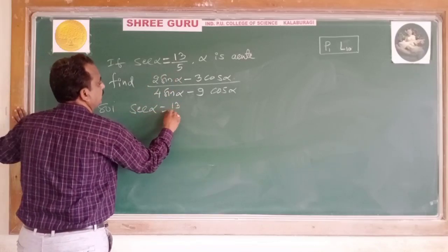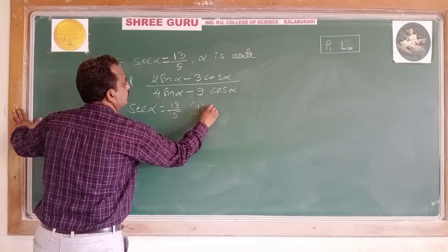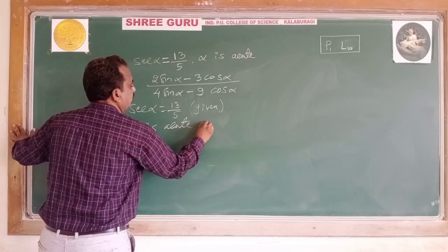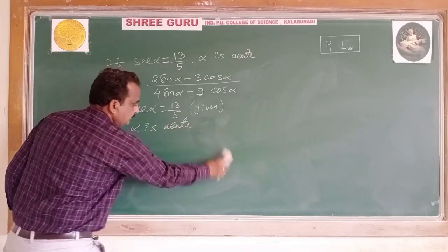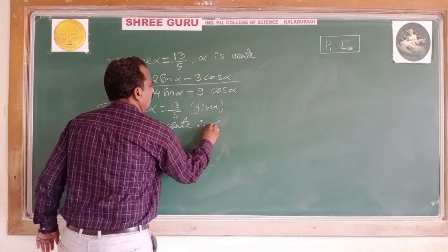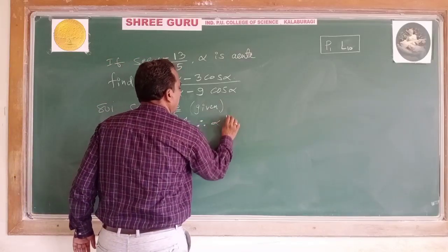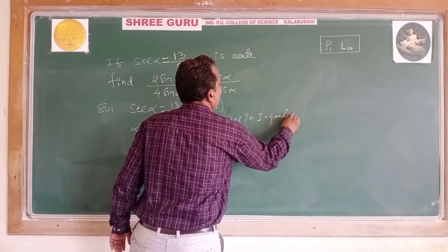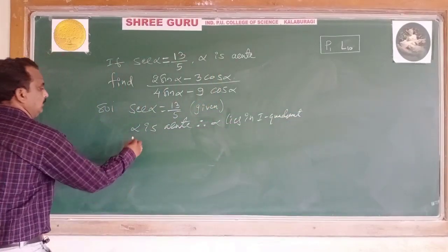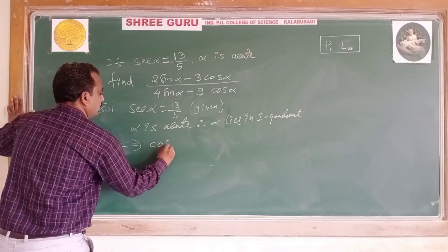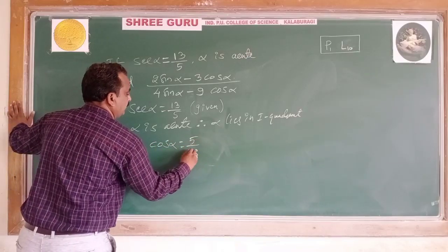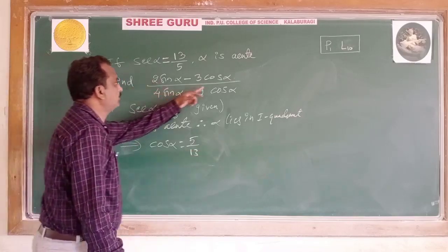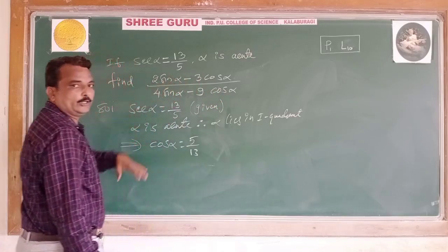Sec alpha is equal to 13 by 5, given. Alpha is acute. Therefore alpha lies in the first quadrant. In the first quadrant all are positive. Then cos alpha is equal to 5 by 13, positive also. In the first quadrant there is no question of sign, all are positive. So what do you need? Sin only. See the expression and calculate according to what it needs.